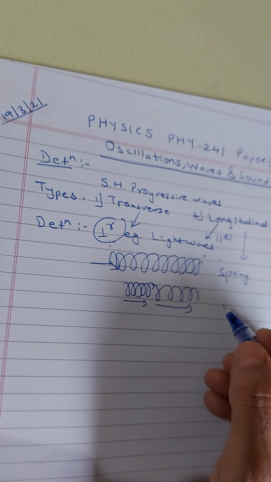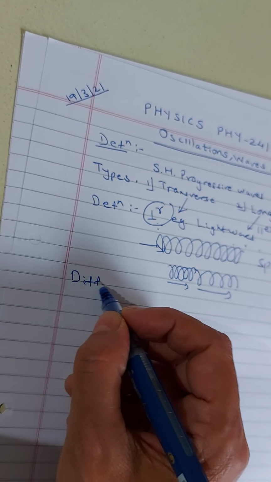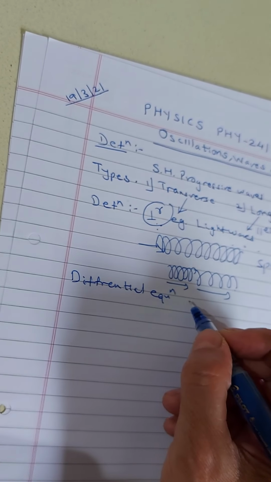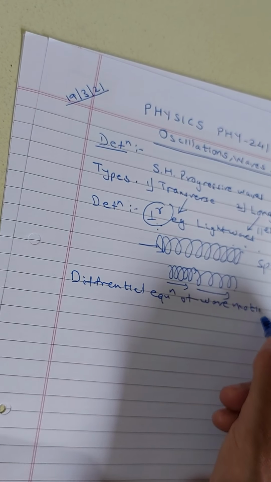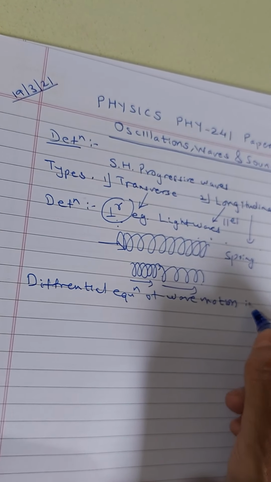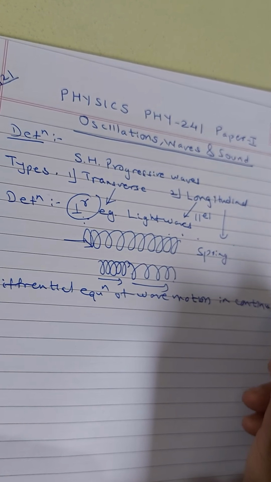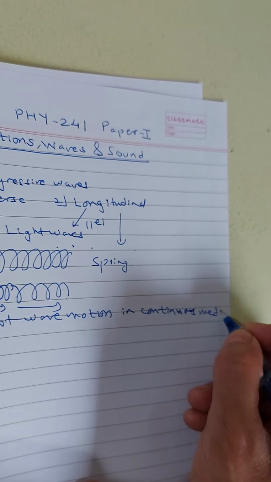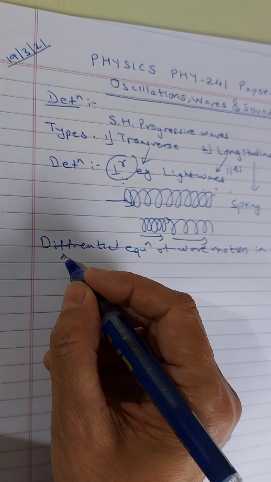correct? Now we will move forward with what is called the differential equation of wave motion in continuous media. For that, what we can show first is a normal diagram.